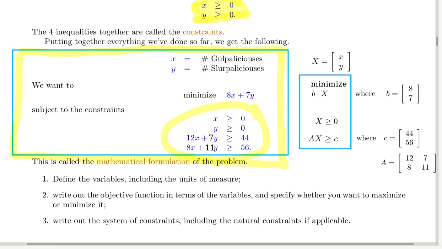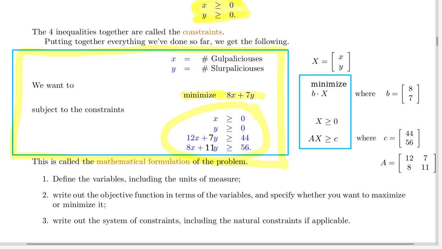So we have to find values for the variables x and y that satisfy all the constraints, and then among all the possible values that satisfy the constraints, we want to pick out the particular values of x and y that minimize this objective function. Now, for our purposes, we're going to want to think about this in terms of linear algebra. In particular, we can formulate this in the language of matrices. So here's what we'll do.